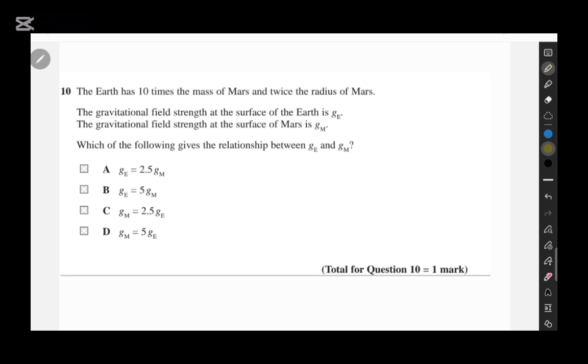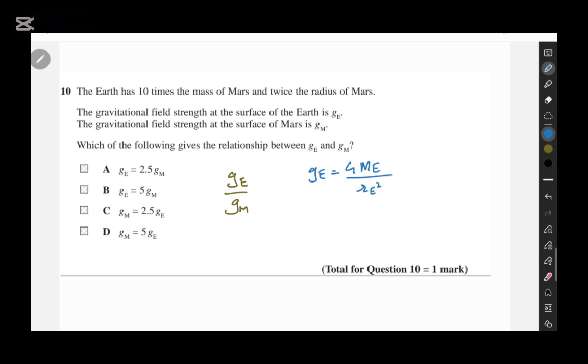Okay, we have an MCQ. It says the Earth has 10 times the mass of Mars and twice the radius of Mars. The gravitational field at Earth's surface is GE and the gravitational field at Mars's surface is GM. So my aim here is to find GE over GM, because if that doesn't work, then I'm going to move these to the other side. First I'm going to find this, and then I'm going to play around with the values and see what I get.